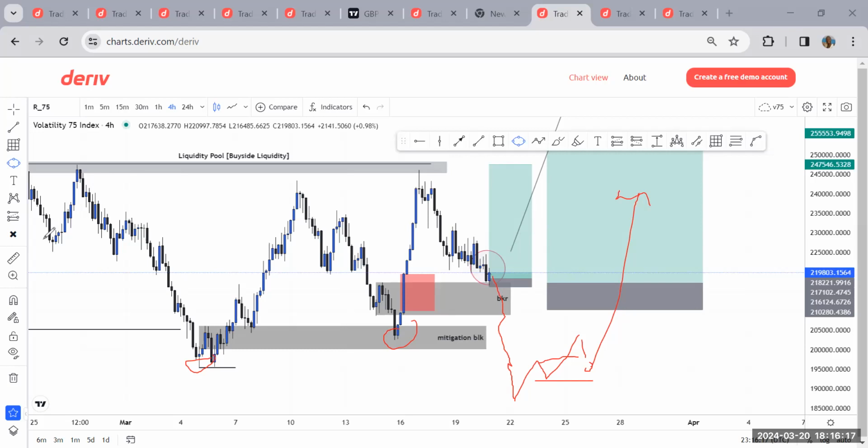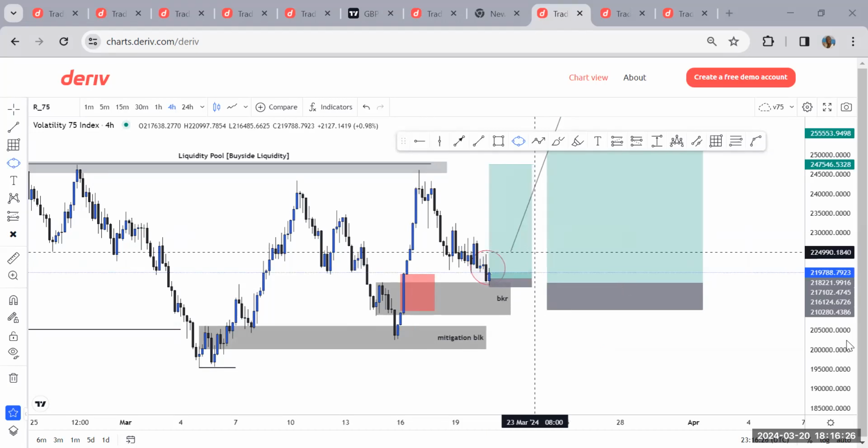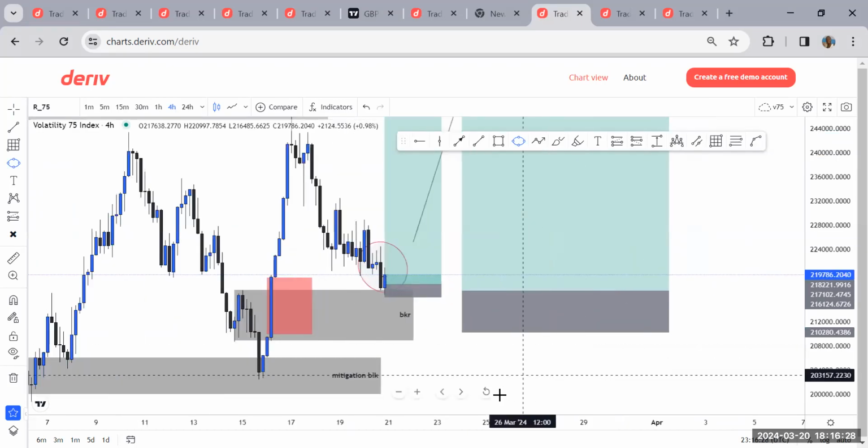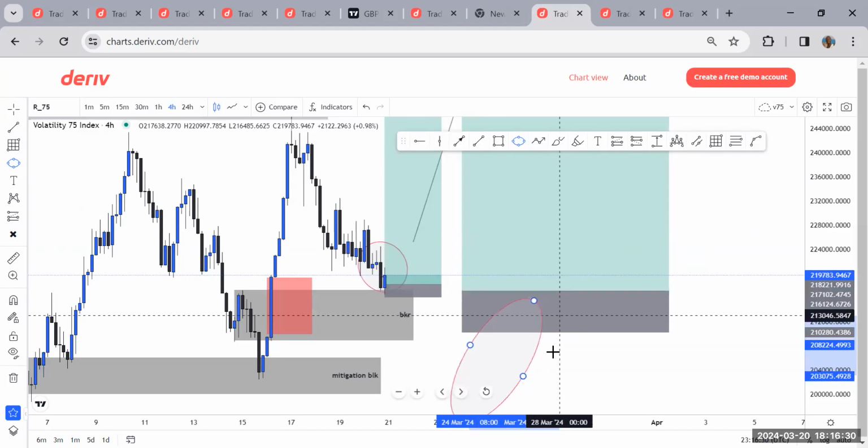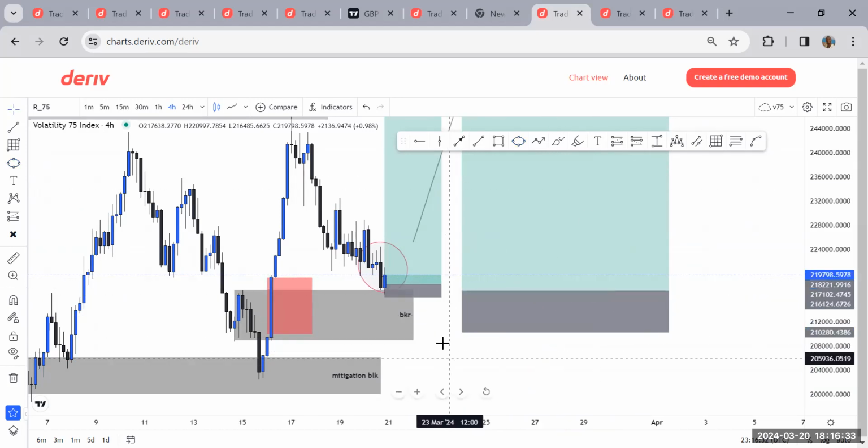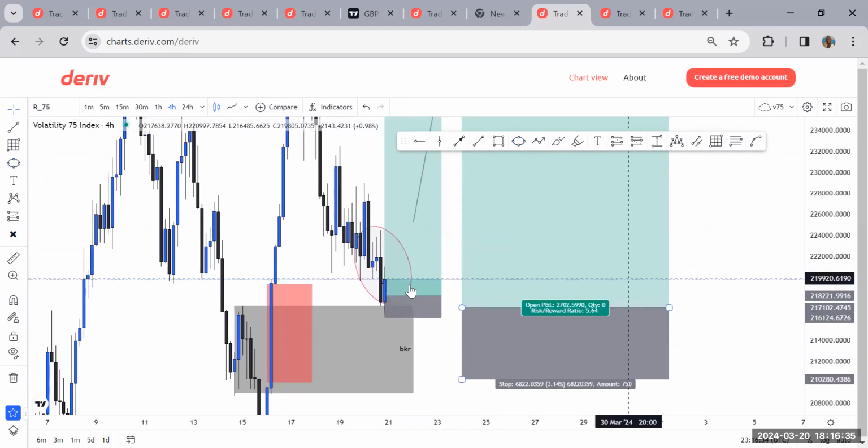Our, what do we call it? Technical analysis skill with us. So I would really love to see an H4 market structure shift. For now, we have not had an H4 market structure shift yet. Equal highs.